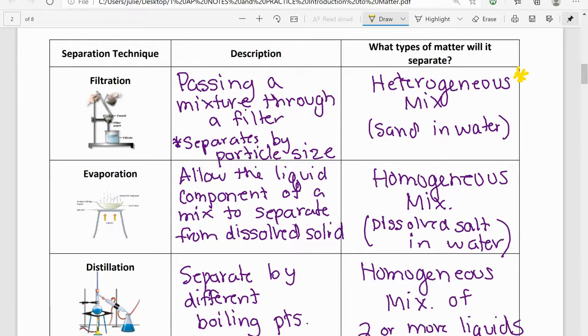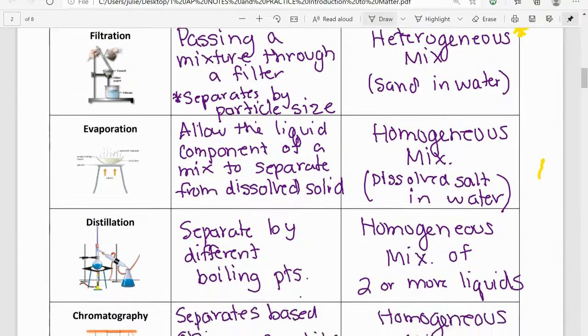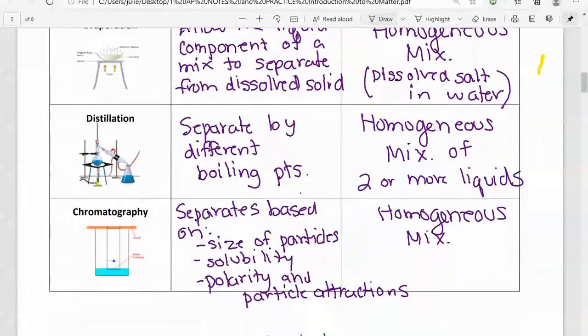out. Evaporation is another type of technique that you can use to allow a liquid component of a mixture to separate itself from a dissolved solid. So this would be used for a homogeneous mixture, such as dissolved salt in water. You would allow the water to evaporate, or you could also use boiling to have it occur faster, and take that out, and then you'd be left with the salt that was originally dissolved into it. So that would be a different technique that you could use as well. These bottom two we will definitely come back to later in the year when we do solutions again, but I want to mention them here because they are physical separation techniques.